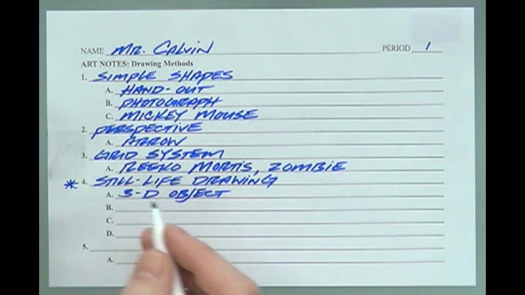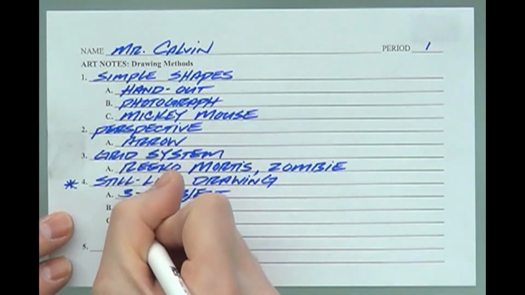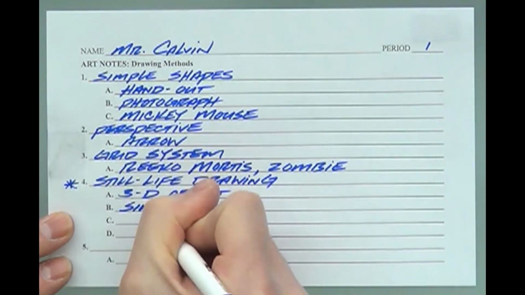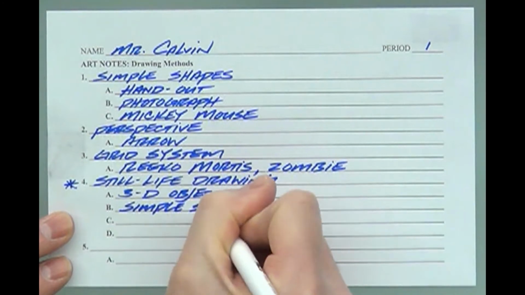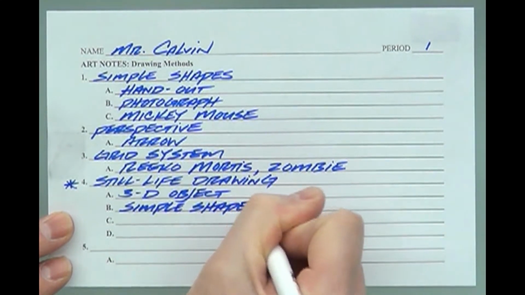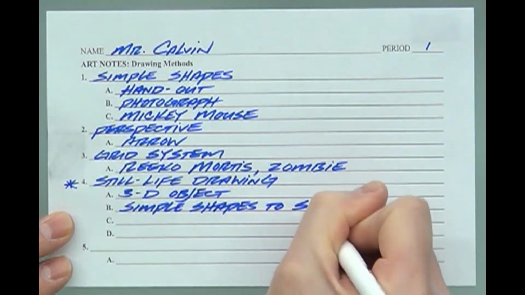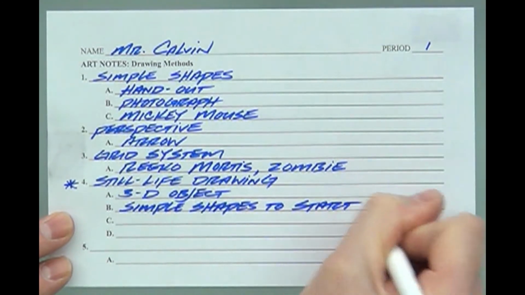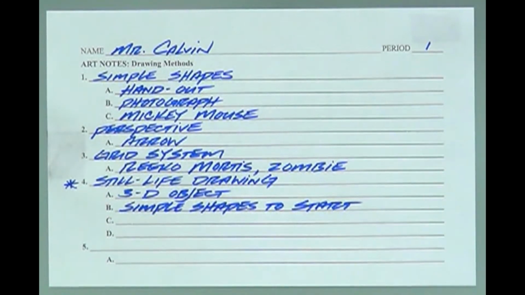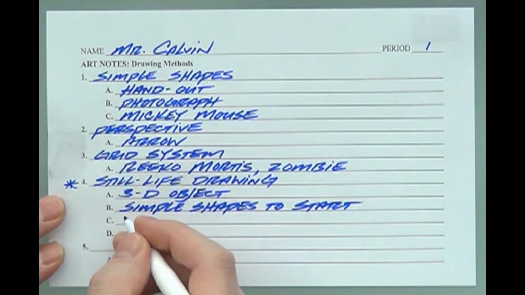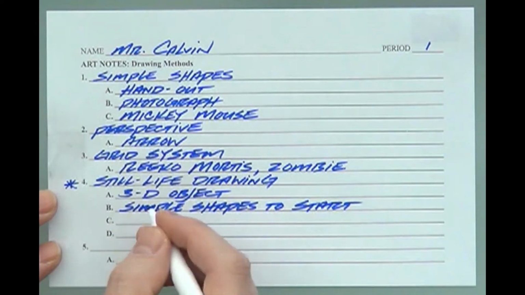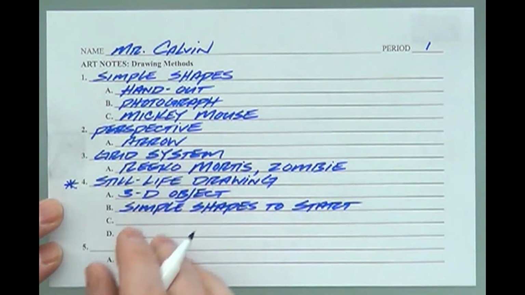Okay, B, write this down. Simple shapes to start. Okay, so what we want to do is start it off like we already know how to start the drawing, which is to make it simple first. Okay, so we will do that. Okay, here's the problem though. C is this right here. Here's what we need to do.